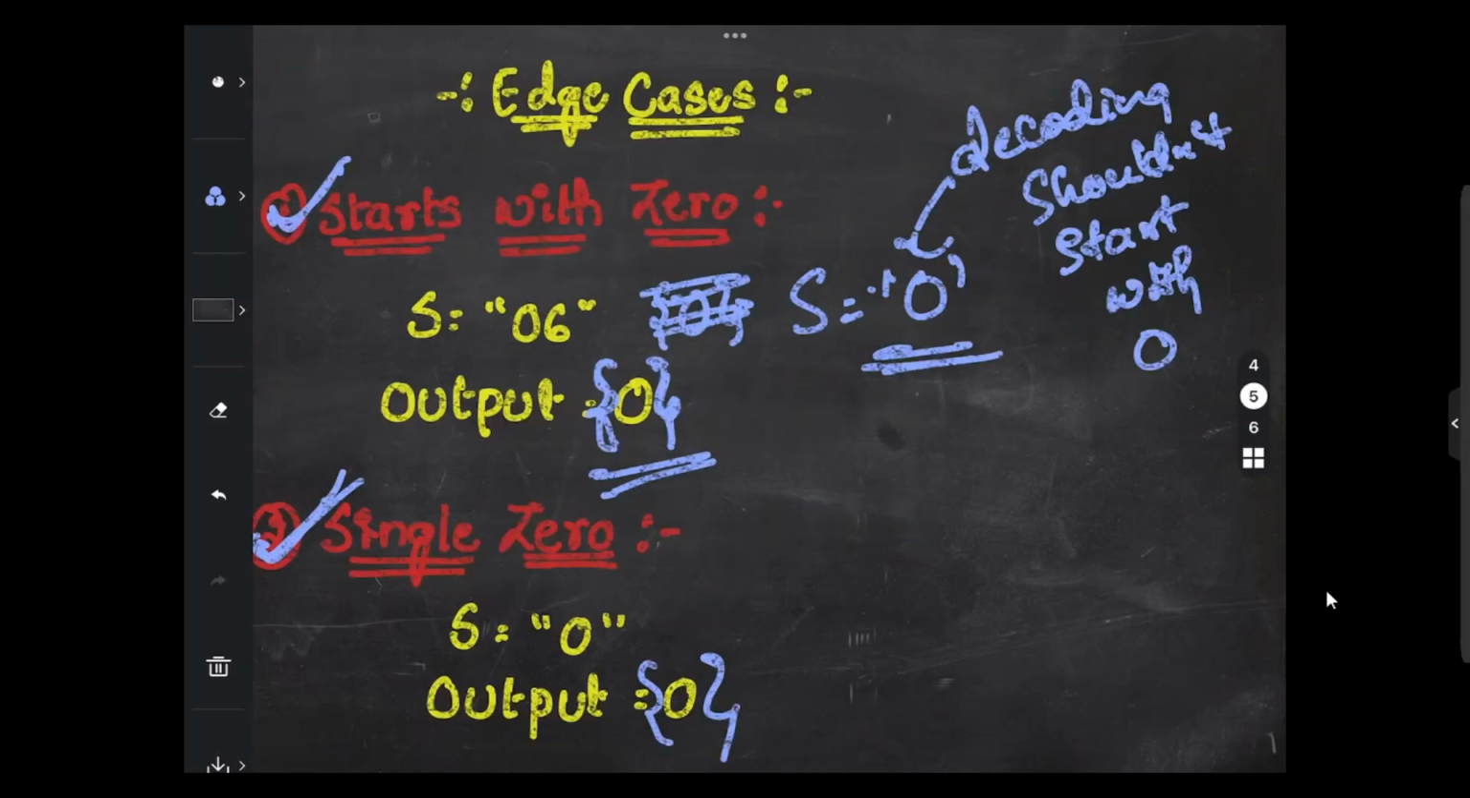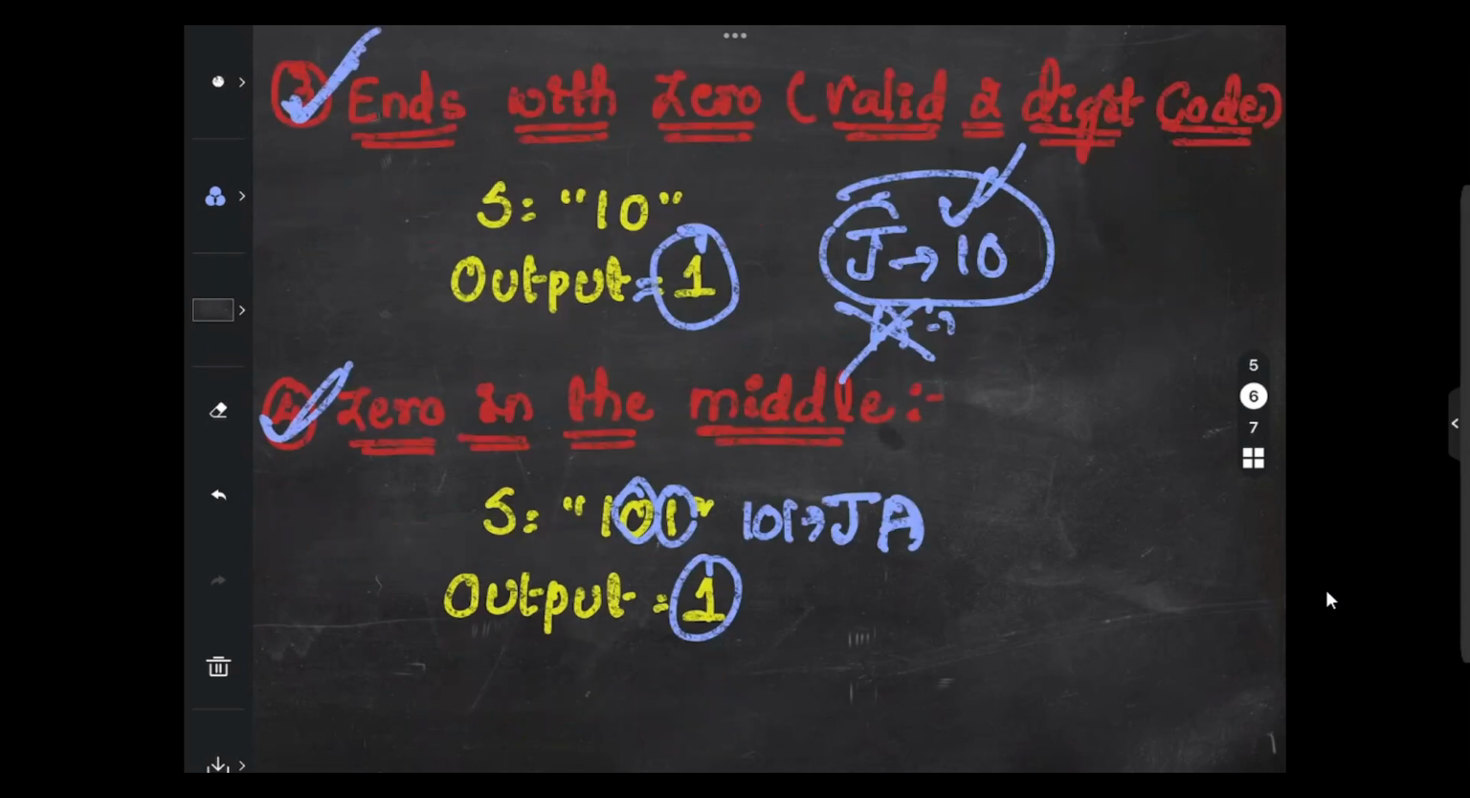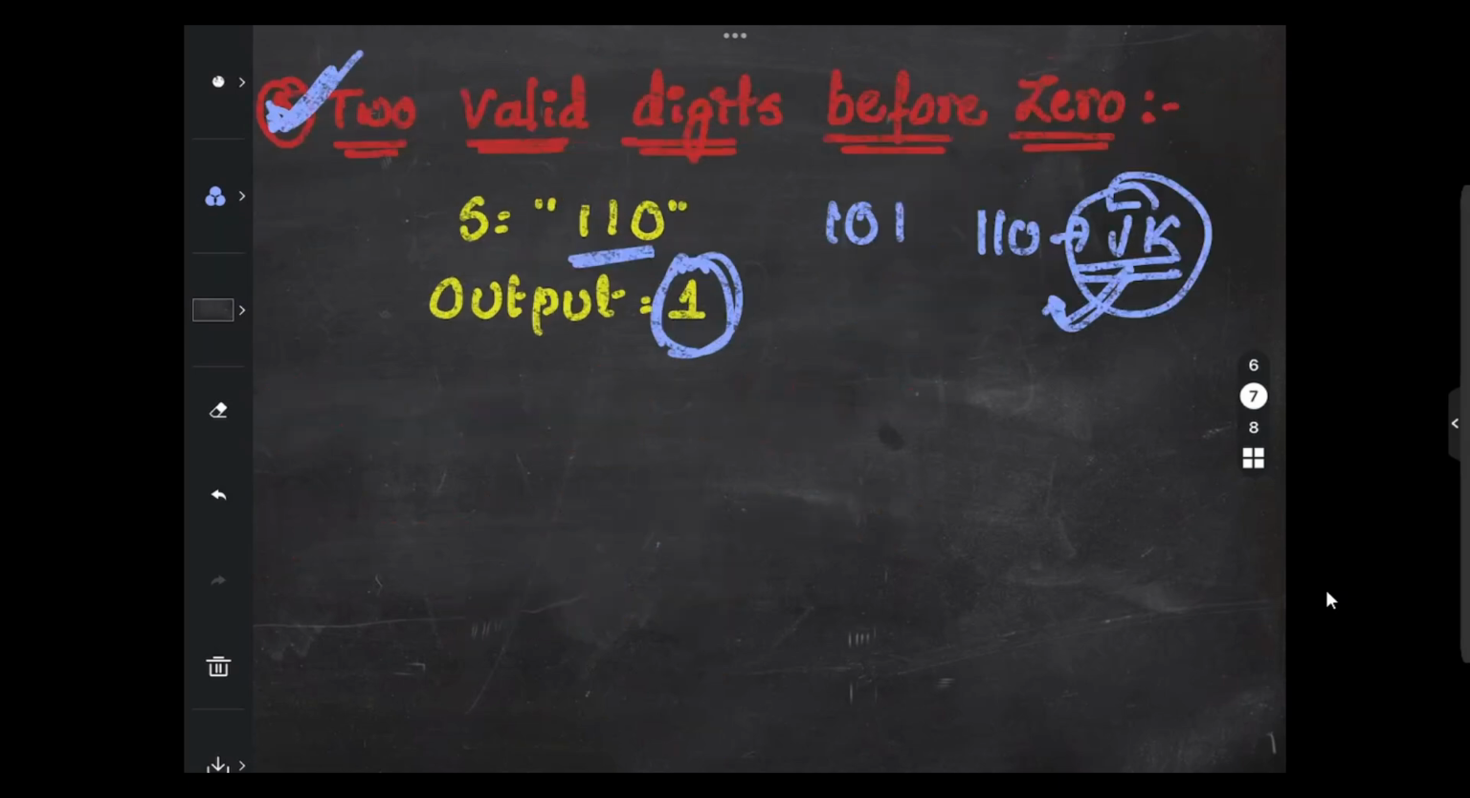So these are the 5 edge cases that we need to consider here. The first edge case is for the starts with 0. The second edge case is for single 0. The third edge case is for ends with 0. The fourth edge case is for 0 in the middle, and the fifth edge case is for the 2 valid digits before 0. So now we are completely familiar with the edge cases as well as the approach, we are good to write the code.